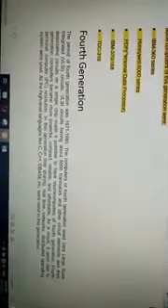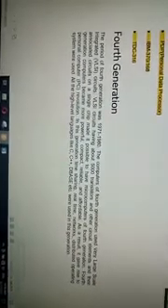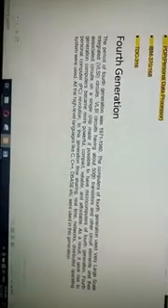We move on now to the fourth generation computer. The fourth generation computer was made of what? Ultra large scale integrated circuits. What are the features of this generation of computers? So here you can look at how the picture of the fourth generation computer looks.